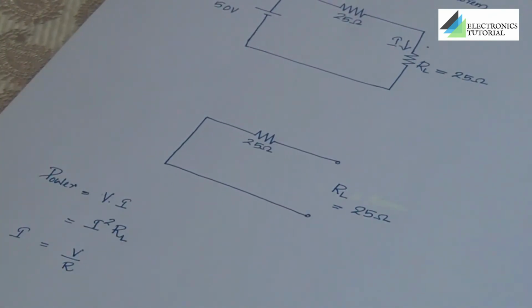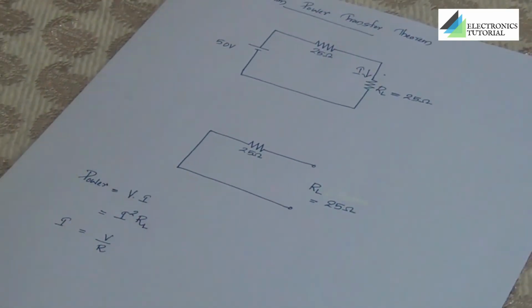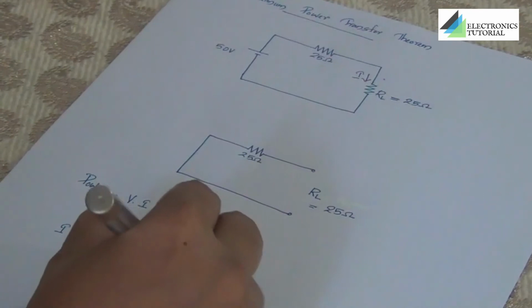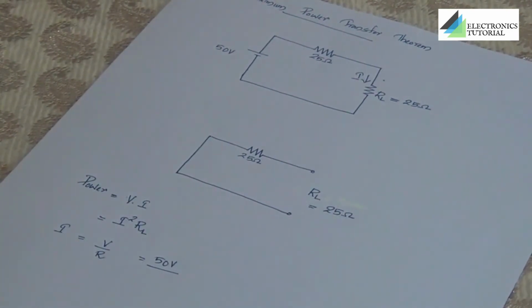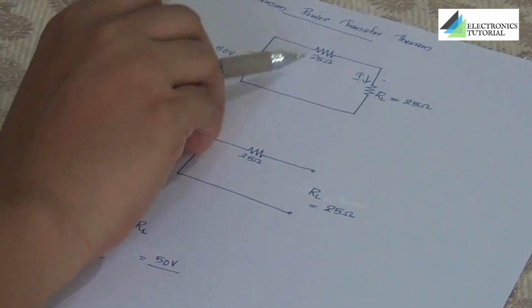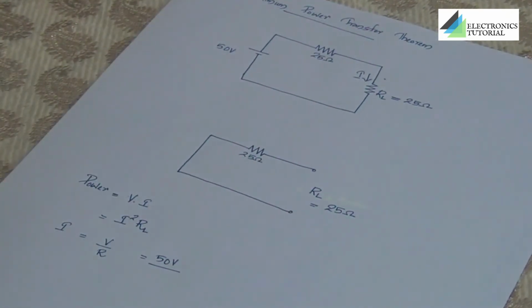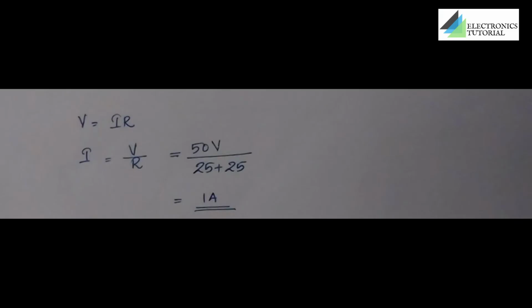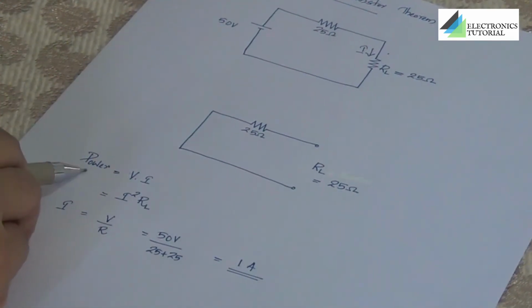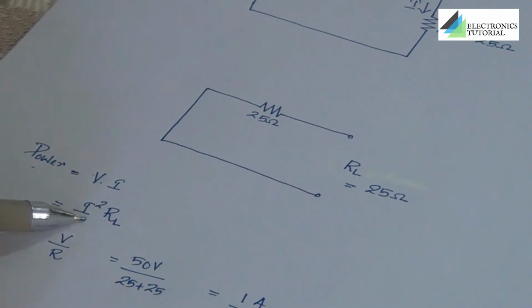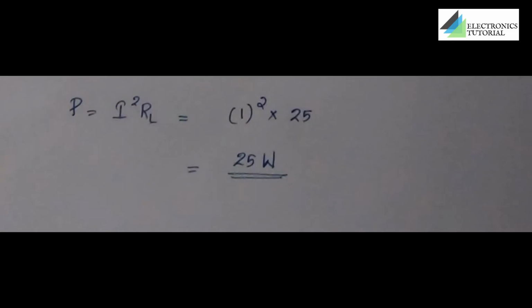Using Ohm's law, we can write current as V by R. In this case, V is equal to 50 volt. And for the position of R, we are having two resistors in series, so we have to take the effective resistance. We can write it as 25 plus 25. We will get the answer as 1 ampere. The total current that we got now is the same current that passes through load resistor RL. Now we got the value for I, and we have to substitute this value in the power equation.